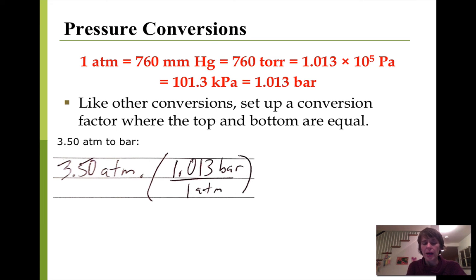Last example, 3.5 atm to bar. The atm and the bar are almost equal to each other, they're very close, but 1 atm is equal to 1.013 bar.